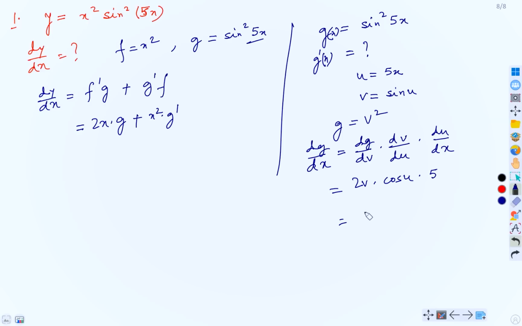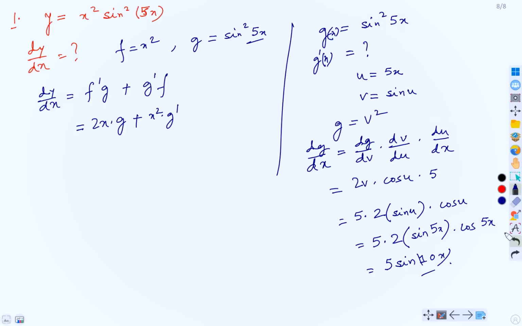Now substitute the values: 5 times 2, our v is sin u, times cosine u. Substituting the value of u, 5 times 2 sin 5x cosine 5x, and we obtain 5 sin 10x. Isn't it so?